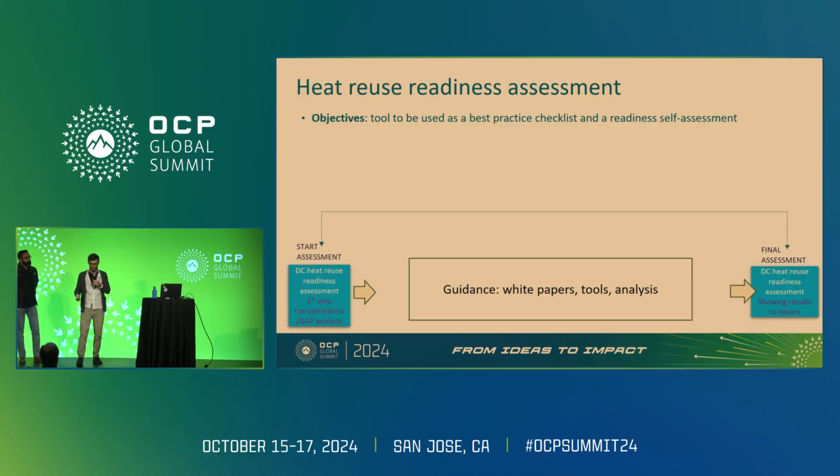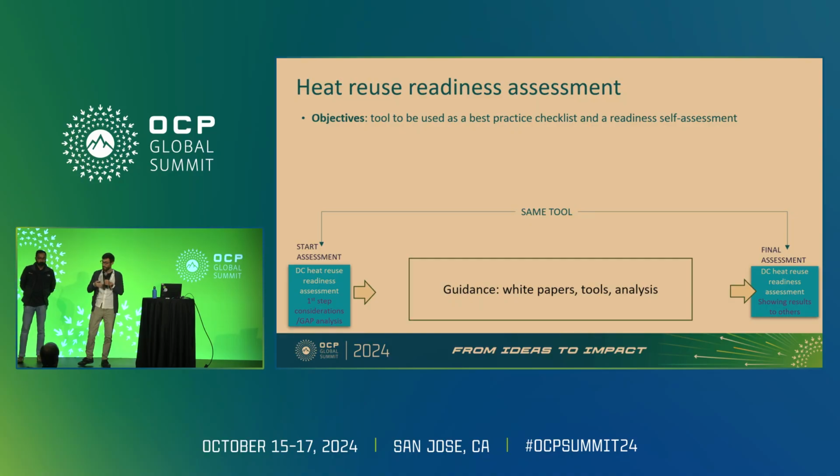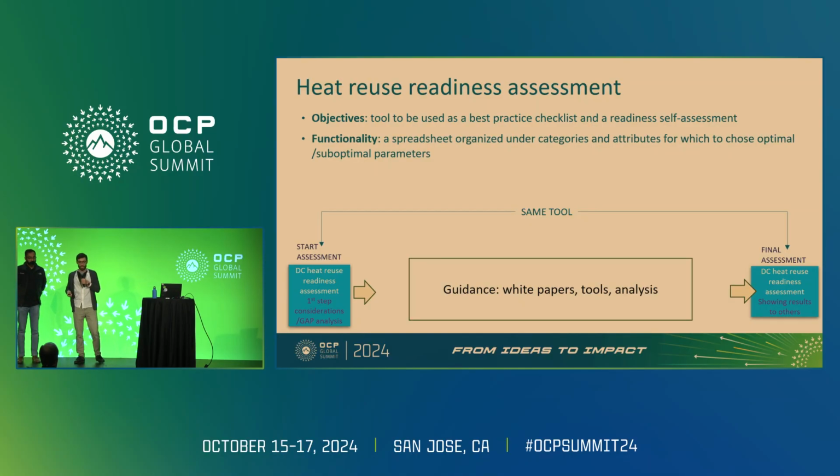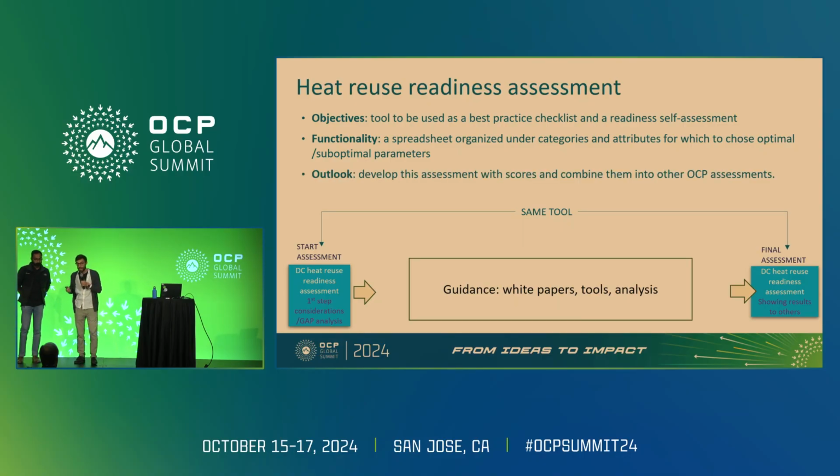It's an assessment that is done at the beginning and at the end. It's pretty much the same tool, so it can be used at different moments. We are still developing this, so please join and discuss. This is the first time we present this in public. The idea might be to develop a certain scoring of how well you're placed for doing heat reuse or not. It might also be introduced in the OCP Ready assessment as a module of it. So please join and develop the discussion.